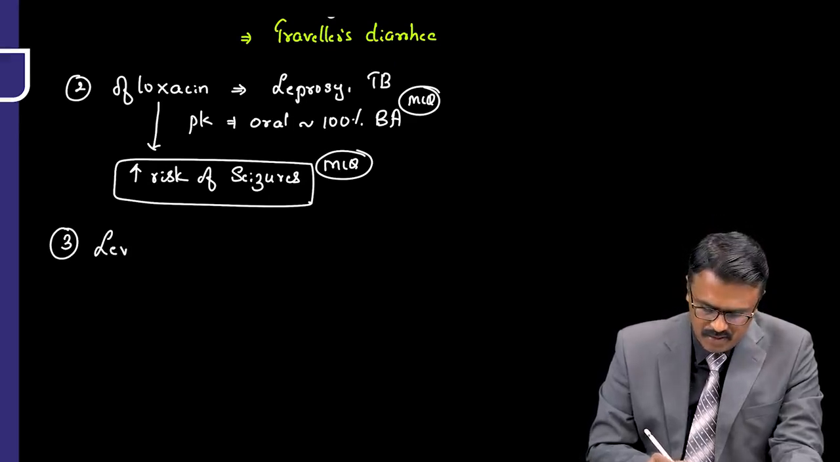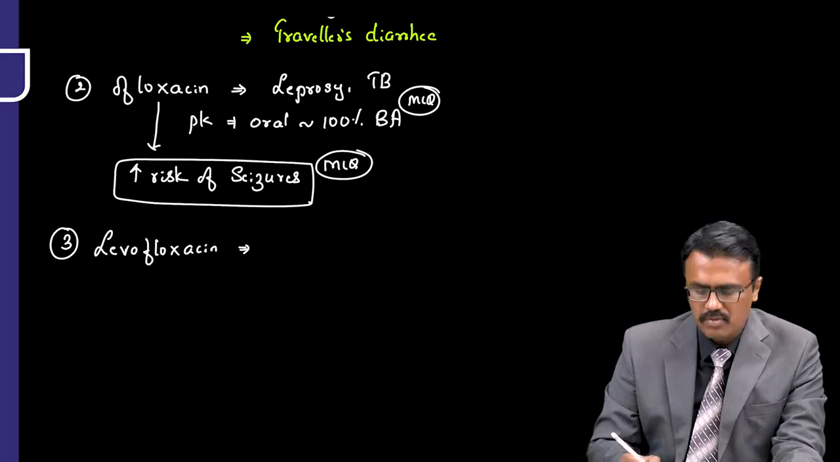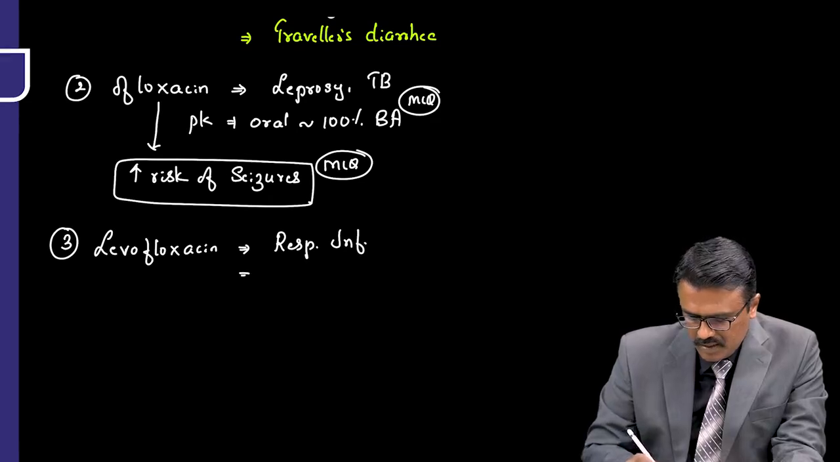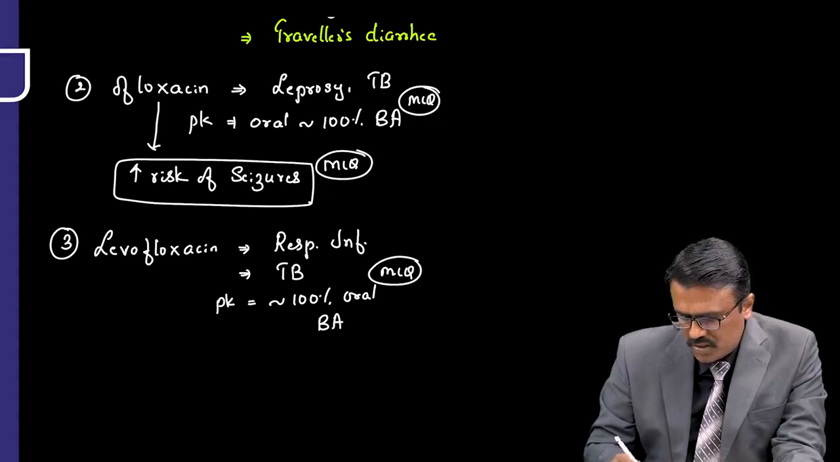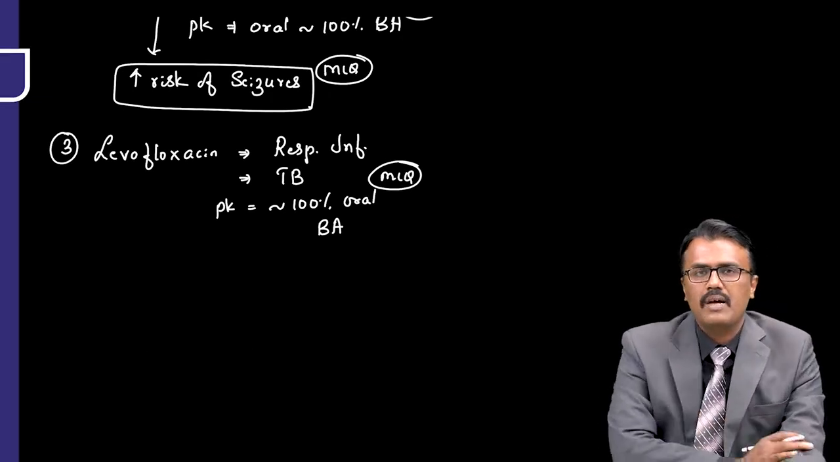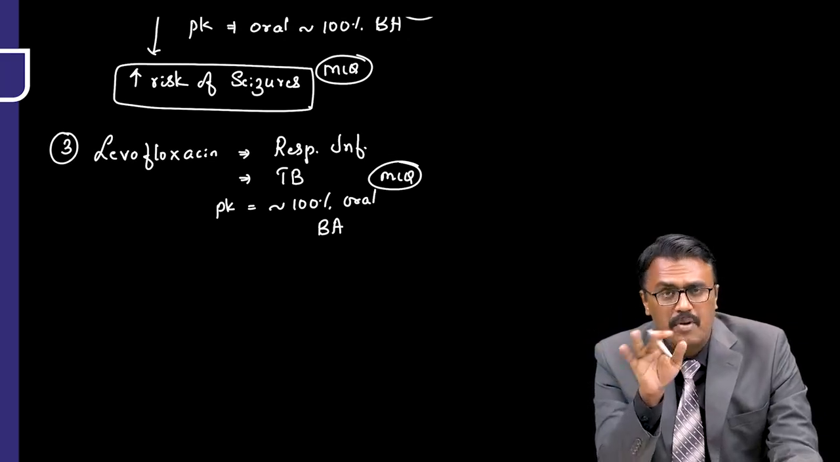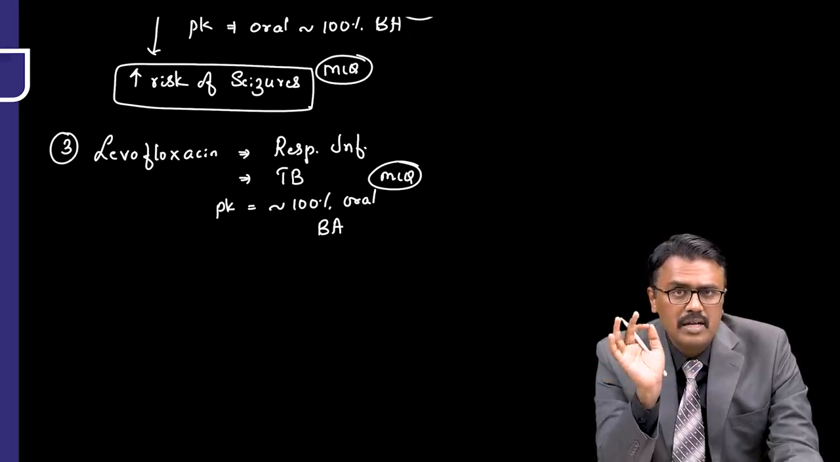Then for the same oflox, you add levo. So now it becomes levofloxacin. So levofloxacin is one of the drugs for respiratory infection, as well as a major drug for tuberculosis, but pharmacokinetically it has approximately 100% oral bioavailability. So again, this was a NEET PG question for you. Which fluoroquinolone has 100% oral bioavailability? Approximately, I am not telling 100%, approximately. Now there is one more drug which has this approximate 100% oral bioavailability, that is called linezolid.